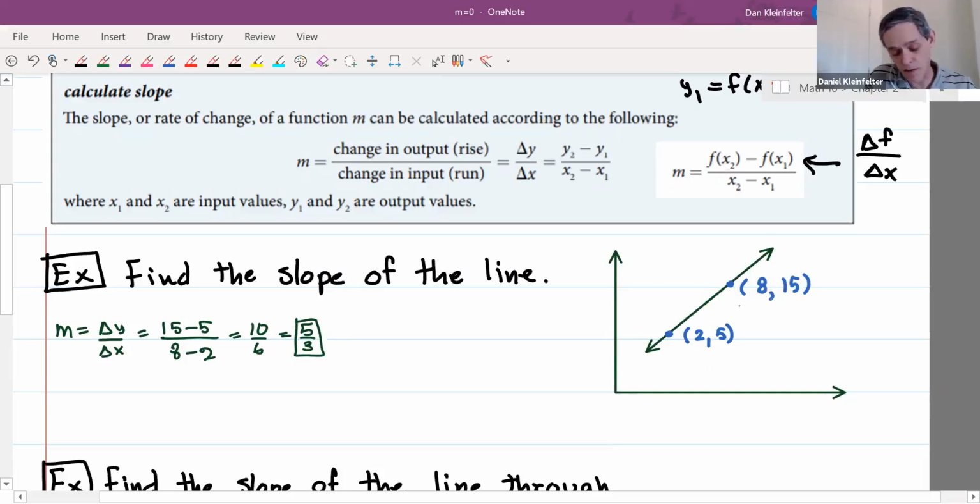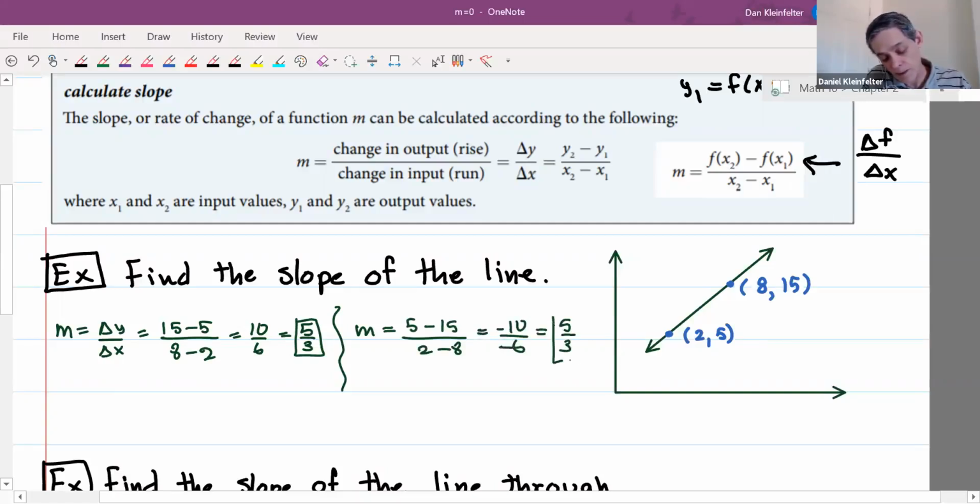Okay, it's important to note that the slope in going from (2, 5) to (8, 15) is the same as the slope going in the other direction. That is, here you saw that I subtracted basically right to left, 15 minus 5, then 8 minus 2. We could just as well have done both subtractions in the other direction. If we say 5 minus 15 divided by 2 minus 8, that'll be negative 10 over negative 6, which is still 5/3. So the slope is the same, regardless of which point you take to be first.